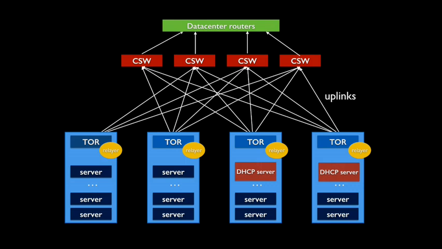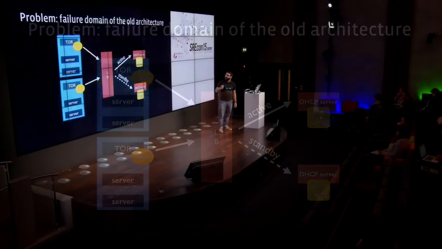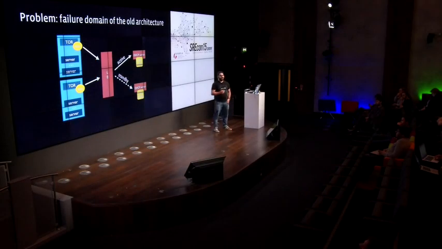We used to have 2 DHCP servers per cluster. We are migrating into containers and having regional DHCP servers right now. This is what we're working on. So let's talk about the problems we had before.